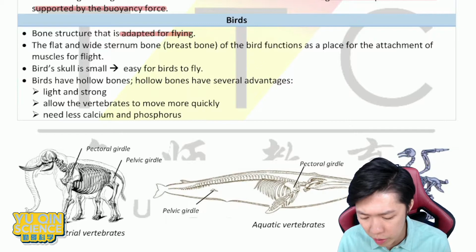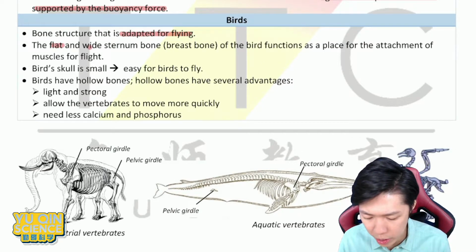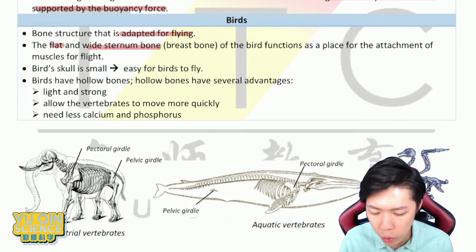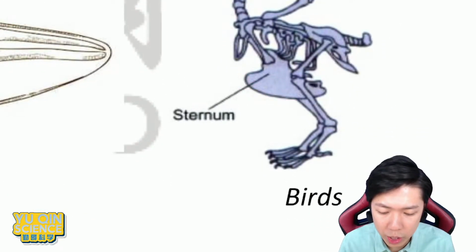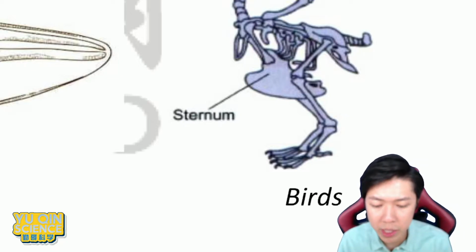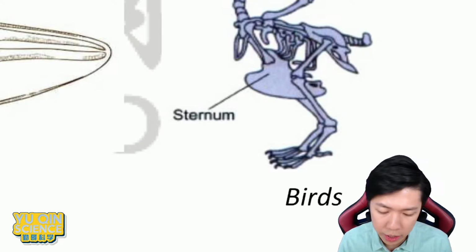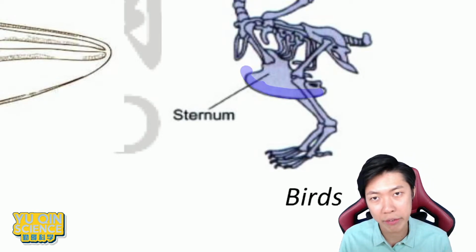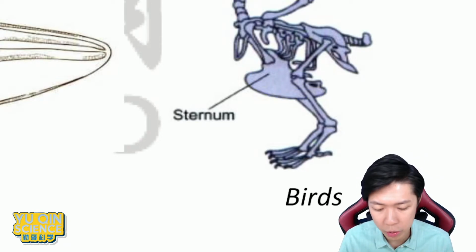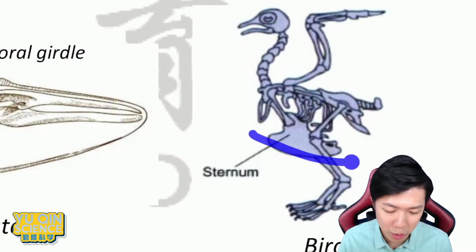Birds' bones are adapted for flying. So first of all, they have a flat and wide sternum bone, which is called the breastbone. If you eat chicken breasts, the chicken breast has this white color cartilage at the center that separates the left and the right breast. That's the sternum.